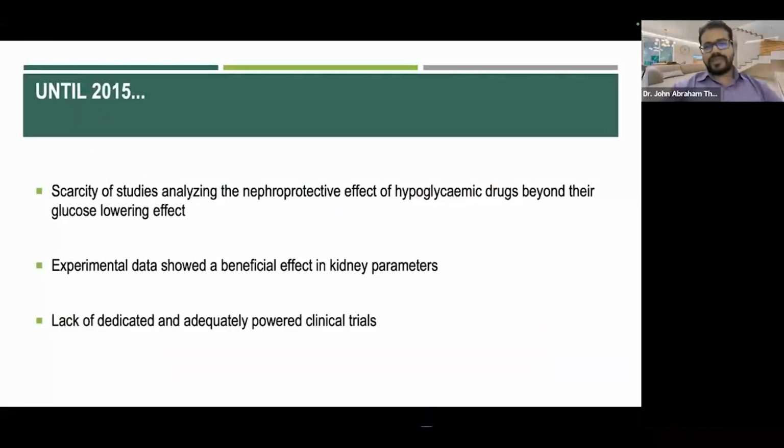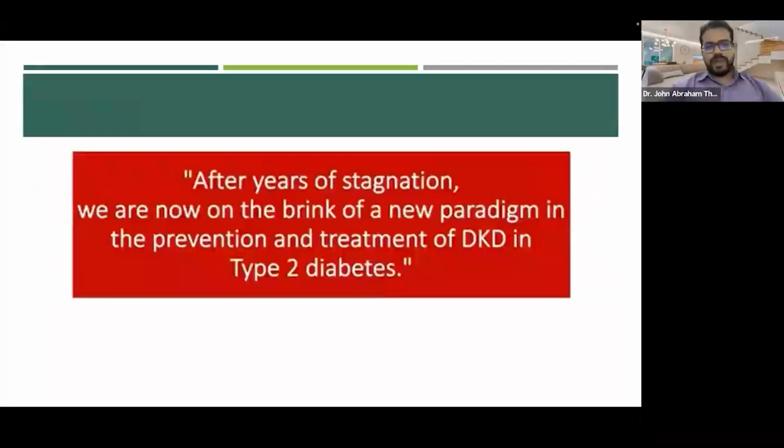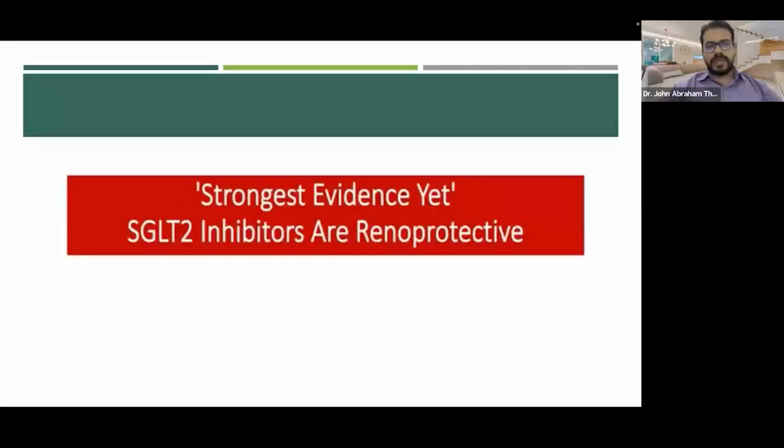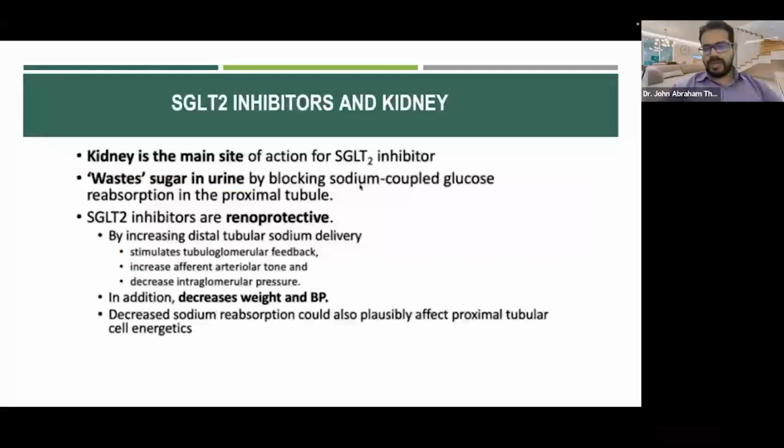So until 2015, there was scarcity of studies analyzing the nephroprotective effects of hypoglycemic drugs beyond their glucose lowering effects. Now there is a major shift after 2015, and we have another major pillar after years of stagnation. The strongest evidence yet is on SGLT2 inhibitors, which are renoprotective, and kidney is the main site of action of SGLT2 inhibitors. It basically wastes the sugar in urine by blocking the sodium coupled glucose reabsorption in the proximal tubule.